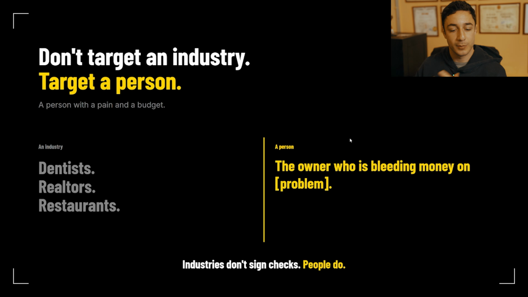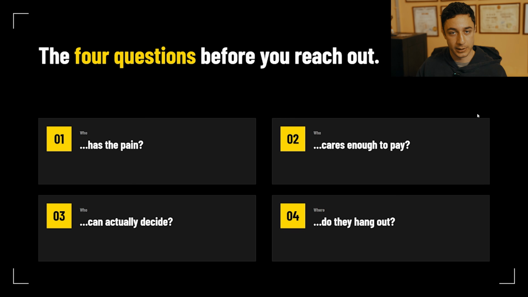An industry, so something like dentists, realtors, restaurants, do not target it that way. Instead, think of the person. So the owner who is bleeding money on this particular problem. Industries do not sign checks. People do. And another thing, you can have a person who has a particular problem that spans multiple industries, but you can't have it the other way around. So always target the person, not the industry.